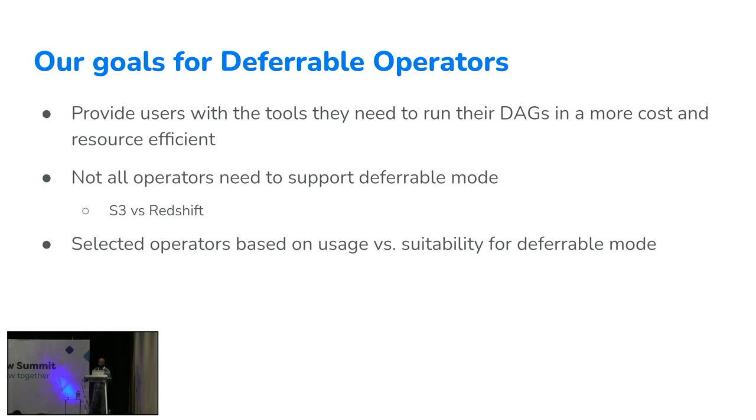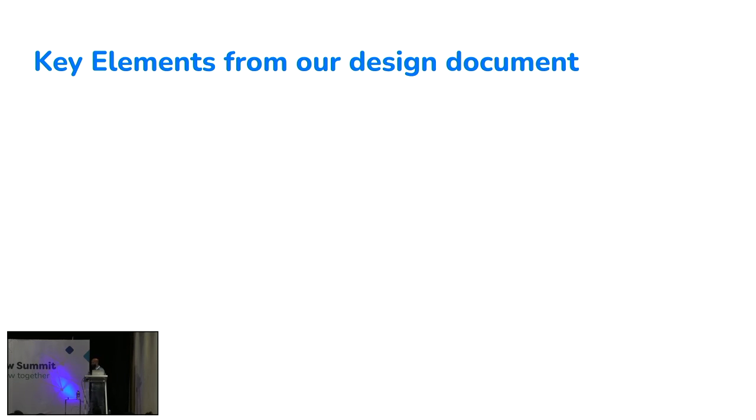And so the way we came up with our plan of attack, the priority that we went with was we selected operators based on their usage versus how suitable they were for deferrable mode. And we came up with a list of operators that we wanted to address first. Before we started writing code, we went through an extensive planning phase. And I want to take you through some of the key elements that we wanted to stick to for rolling out our deferrable operators.